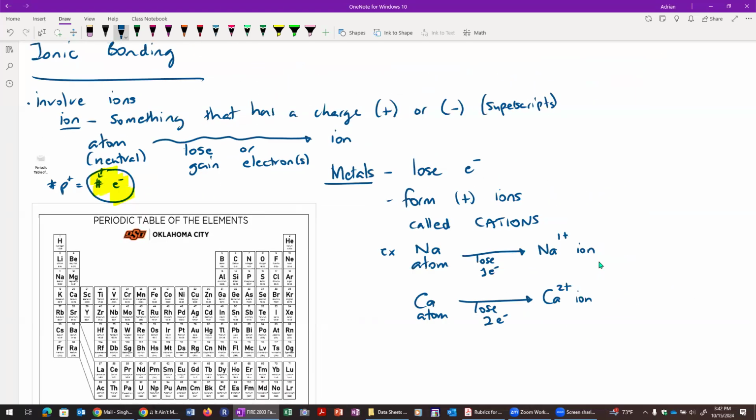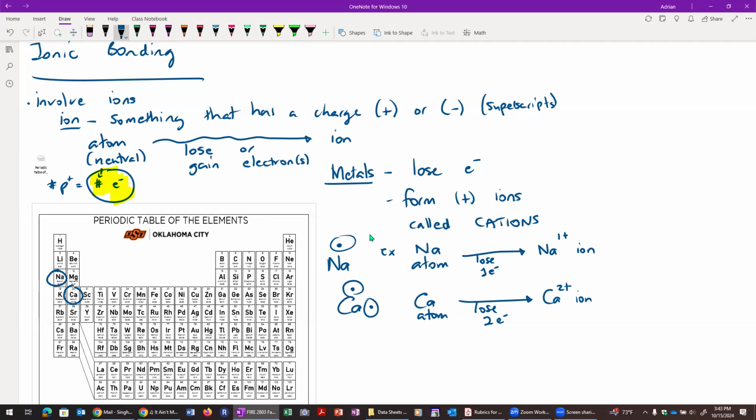And remember now, the driving force for this is stability. So by losing electrons, if I look at sodium, for example, sodium is in group 1, so it's got that 1 valence electron. It wants to lose it. And by losing it, now the next shell becomes the full shell, and that's going to have its 8 valence electrons. Similarly, calcium over here is in group 2, so it's got 1, 2. It wants to lose those 2 electrons to become more stable. Okay, that's for your metals.